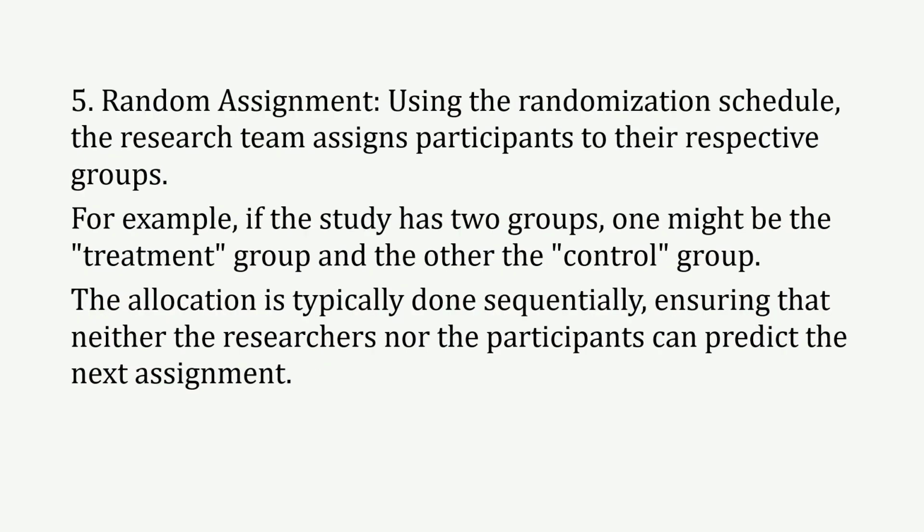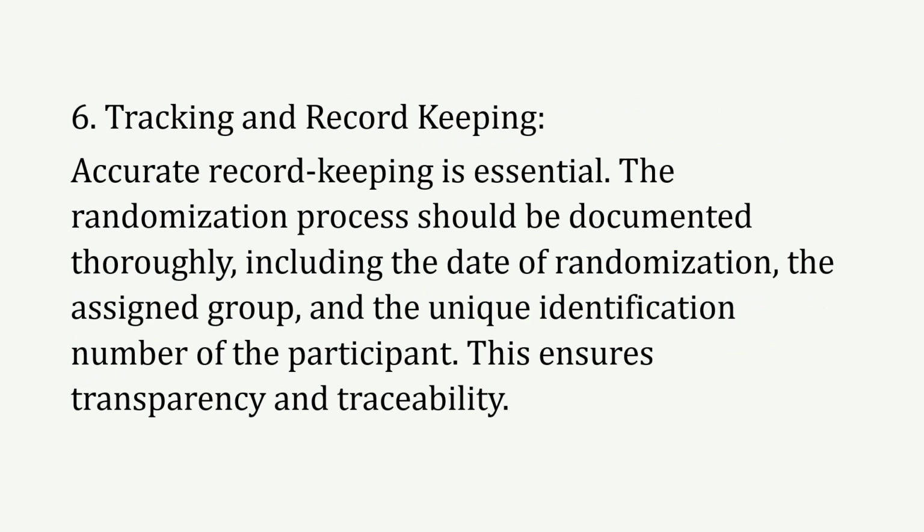Using the randomization schedule, the research teams assign participants to their respective groups. For example, if the study has 2 groups, one might be in the treatment group and the other in the control group. The allocation is typically done sequentially, ensuring that neither the researchers nor the participants can predict the next assignment.